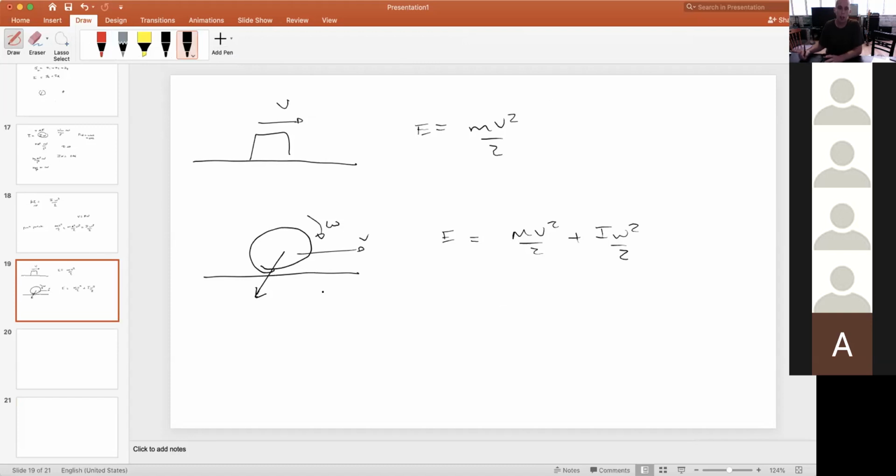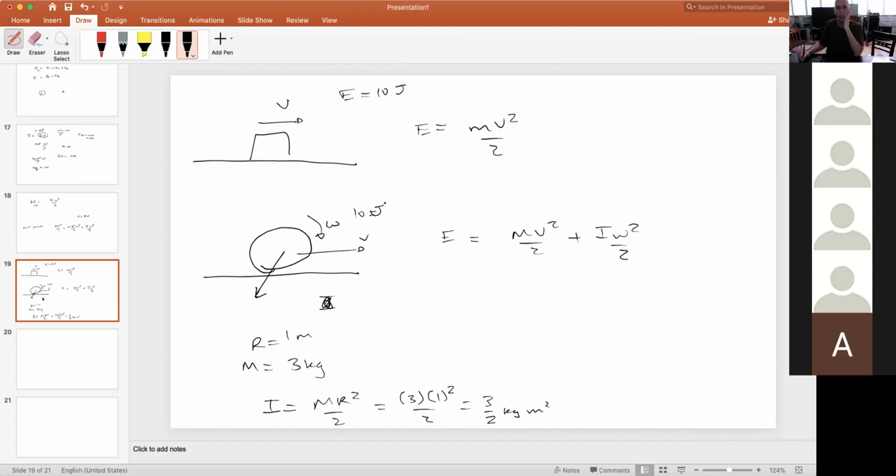Let's say a wheel that has a mass of 3 kilograms, right? I, if we look at that table, is mr squared over 2, and it has a radius of 1 meter, let's say. So I would be 3 times 1 squared over 2, or 3/2 kilogram meter squared. Now, if these things had the same energy, so this has 10 joules of kinetic energy, this one has 10 joules of kinetic energy, okay?